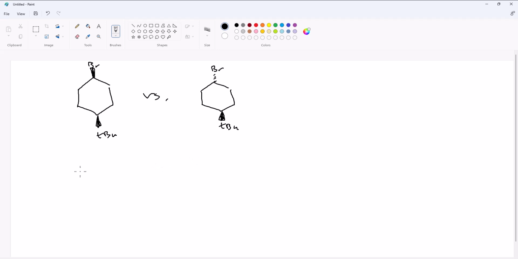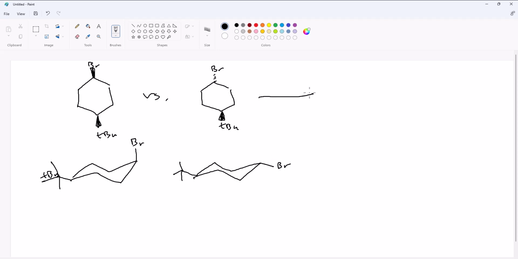So if we're to draw chair conformations for both of these, we would have the t-butyl and bromide, versus the trans isomer, where we would have t-butyl, and this is drawn in such a way that t-butyl is equatorial. You can do the chair flip and see that we want t-butyl to be equatorial because it's bigger than bromide. So sterically, we would want t-butyl to be equatorial to avoid the 1,3-diaxial interactions. In the trans product, we have bromide equatorial.